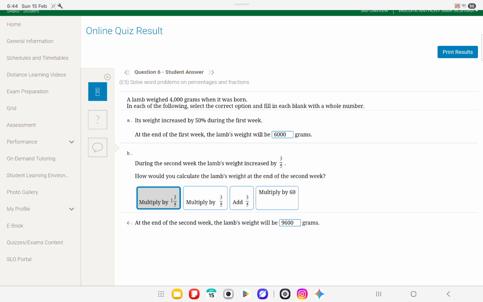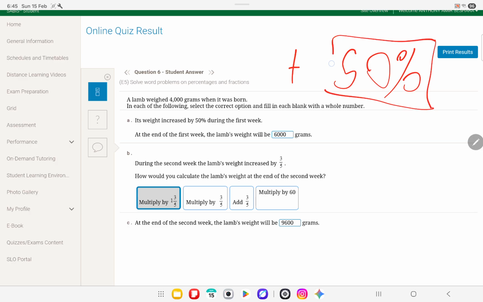So here, they're telling us that a lamb weighed 4,000 grams when it was born. In each of the following, select the correct option and fill in each blank with a whole number. So here, its weight increased by 50% during the first week. So it's plus 50%. Okay, so we have to find this 50%.